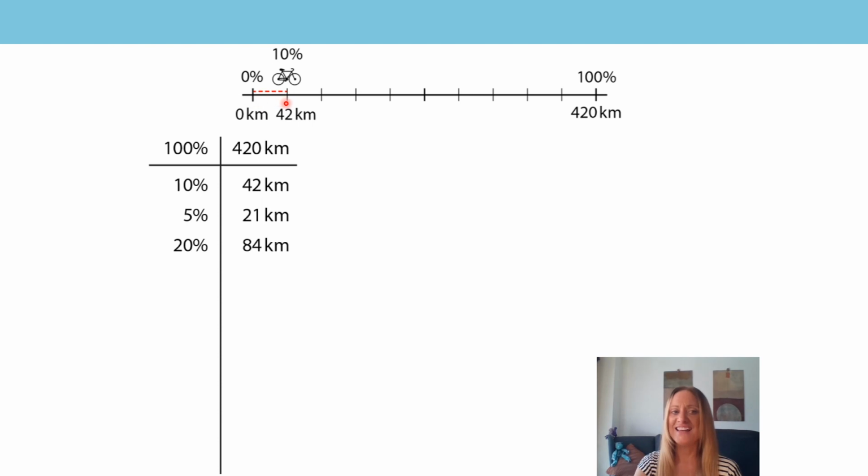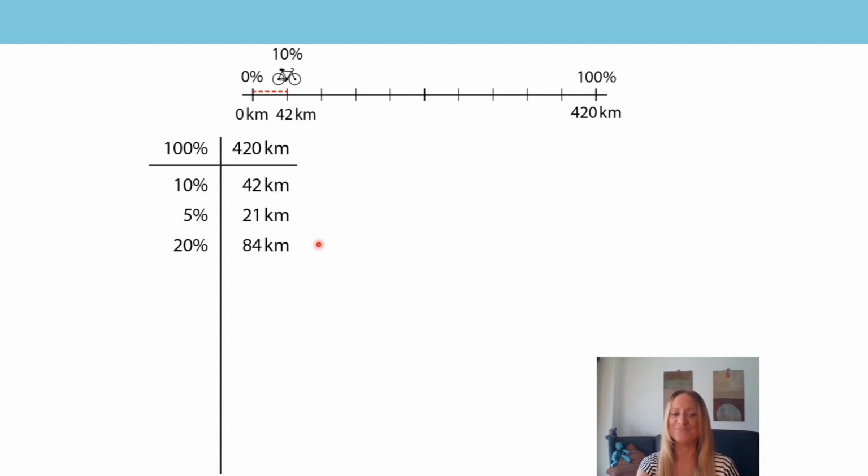0, 5, 10. So it's halfway between 0 and 10%. So it's half of 42, which would be 21. Okay, can you have a look at 20% then? Tell me if you think 20% is correct. Is that the right value for 20%? And if so, why? And if you don't think it is, why not?